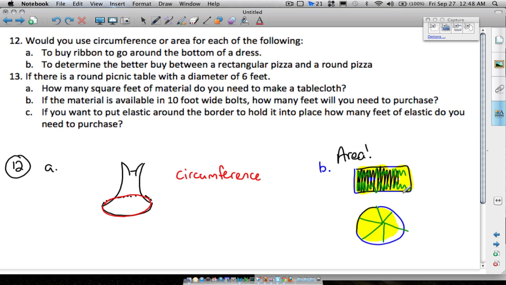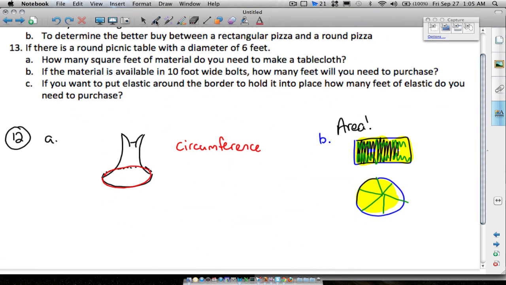I don't care about the distance around that thing. I want to know how much pizza is filling up that space, and that's what area talks about. Again, I don't care about the distance around this circular pizza. I care about how much area those slices are covering up. So therefore, area is the better measure there.